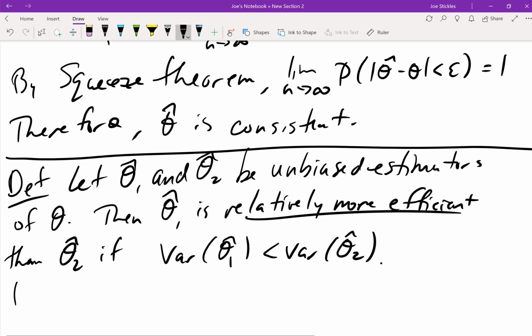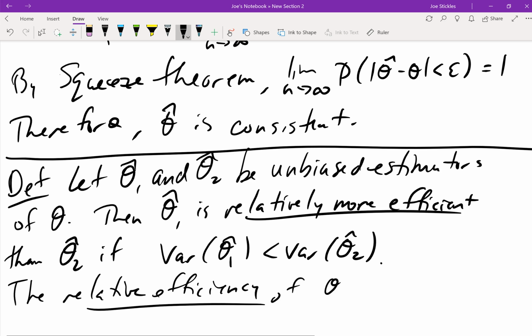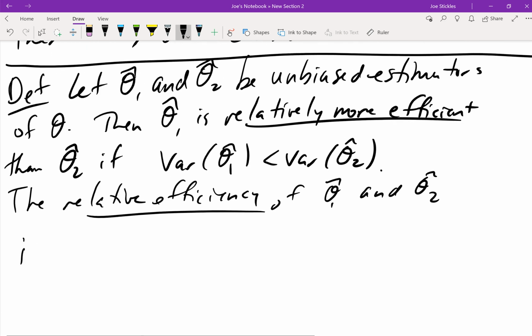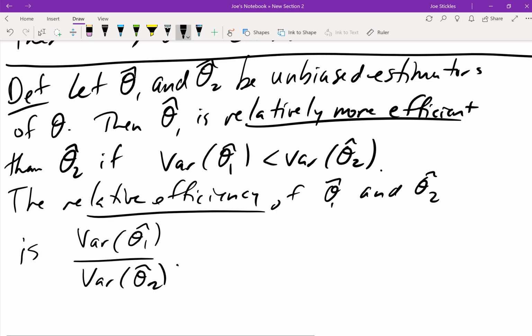And then the relative efficiency of theta 1 and theta 2 is just the quotient of these things. So you can see that if this quotient is less than 1, then theta 1 hat is more efficient than theta 2 hat. If it's greater than 1, then theta 2 is more efficient than theta 1.